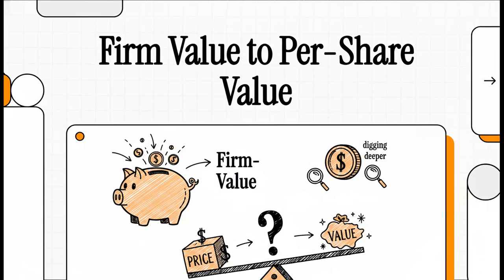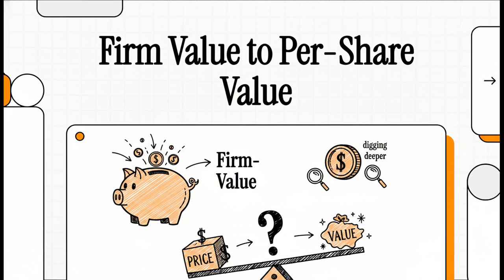All right, let's get right into it. The playwright Oscar Wilde once had this great quip where he described a cynic as someone who knows the price of everything but the value of nothing. And honestly, it's a trap a lot of investors fall into. They look at a stock ticker, see a price, and just assume that price equals value. But to be a truly informed investor, you have to know how to dig deeper than that.